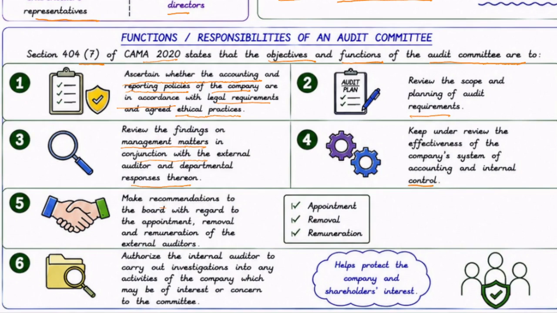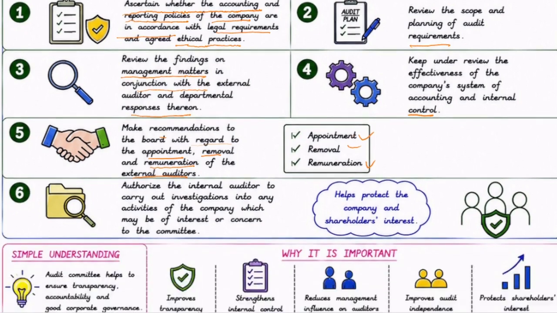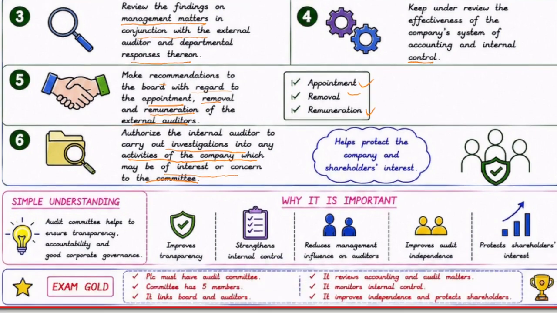5. Make recommendations to the board with regards to the appointment, removal, and remuneration of external auditors. So appointment, removal, the salary, the remuneration of the external auditors is a core responsibility and function of the audit committee. And lastly, authorize the internal auditor to carry out investigations into any activities of the company which may be of interest or concern to the committee.